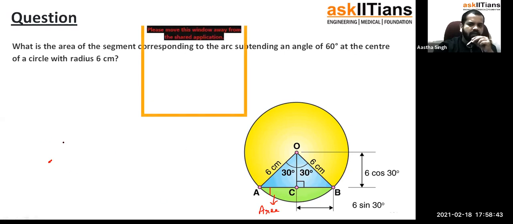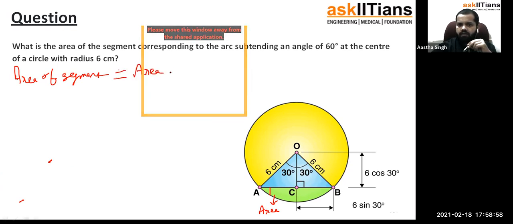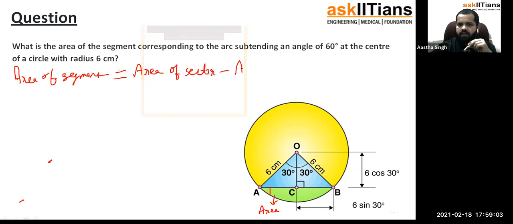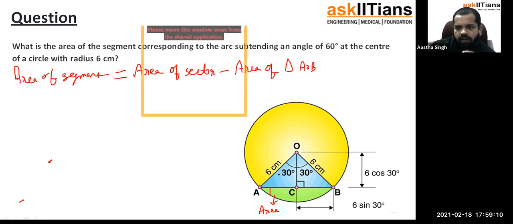So what will be the green shaded region? Your area of segment will be equal to your area of sector minus area of triangle AOB. Right or not? I think this is right. If you subtract the area of the triangle from the area of the sector, you will get the area of the segment, which is the green part, right?